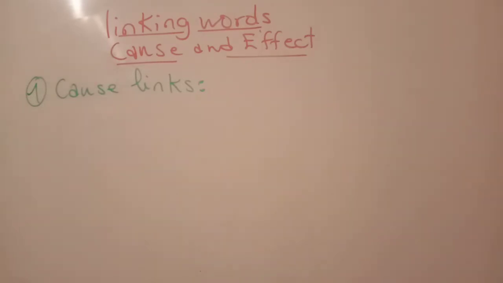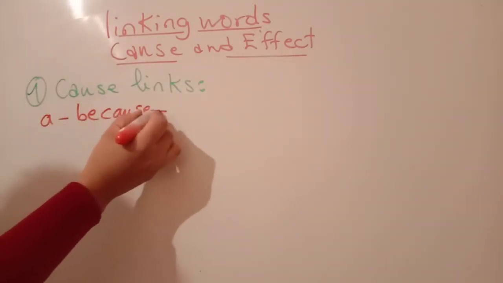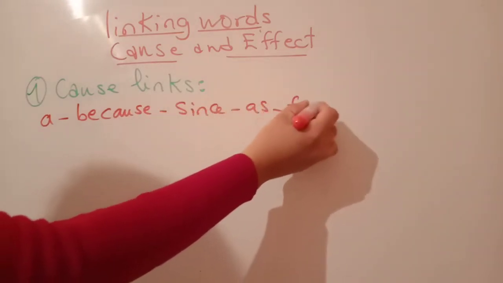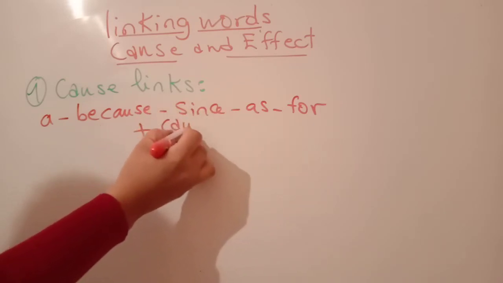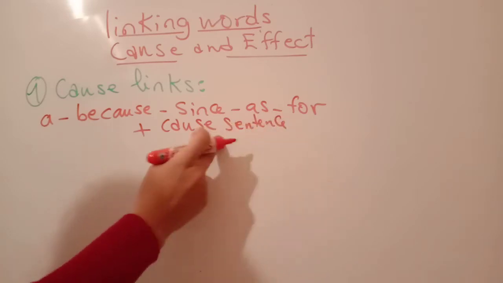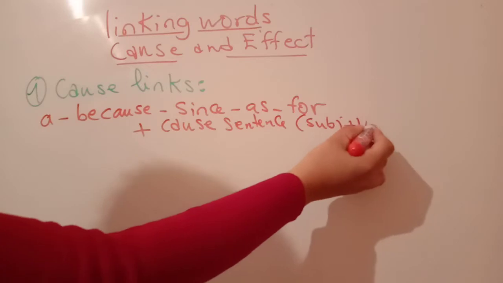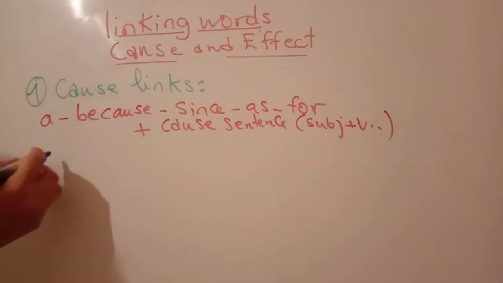I will try to divide them into A and B. In A you have because, since, as, and for. If you have these links, they should be followed by cause sentence. So when I say cause sentence, means subject plus verb. So let's study them in an example.